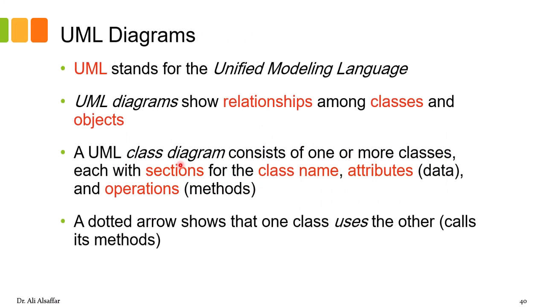Let's go back to the definition for UML diagrams. UML stands for Unified Modeling Language, and it shows relationships among classes and objects. And a UML diagram consists of three sections: one section for the name, one section for the data attributes, and the third one is used for methods. Now, if there is any class using another class, they use dotted arrows. Here, I did not specify that if the data or the method is public, we put plus in front of the name. If it is private, we put minus in front of the name.